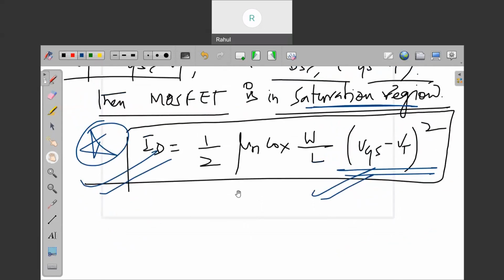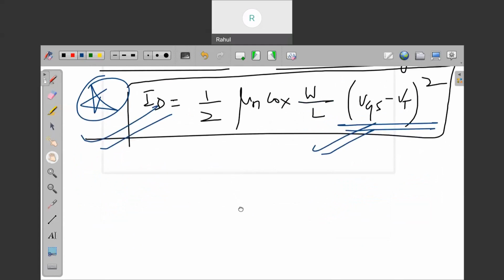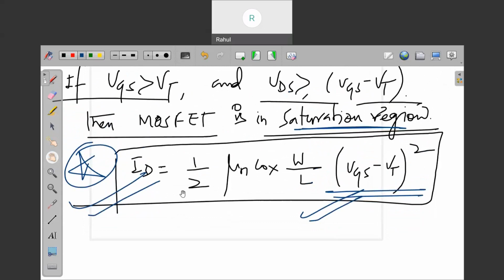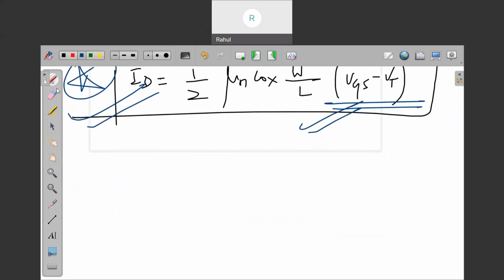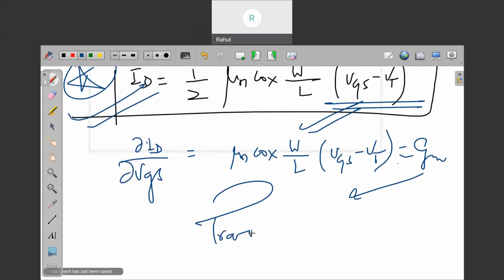So if you differentiate ID with respect to VGS, you will get gm of the transistor, right? What you will get? You will get gm of the transistor. So what you can do here is differentiate ID with respect to VGS, right? So what you will get here is mu n Cox W by L, VGS minus VT, and this is equal to gm of the transistor, transconductance.